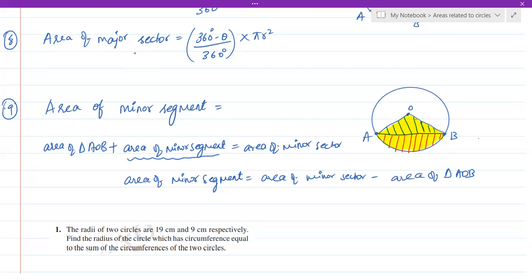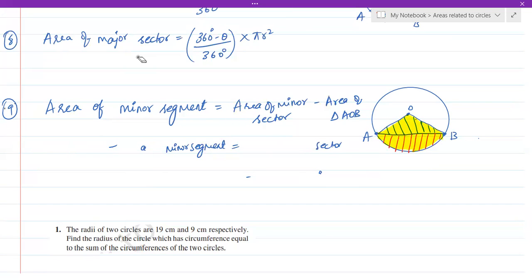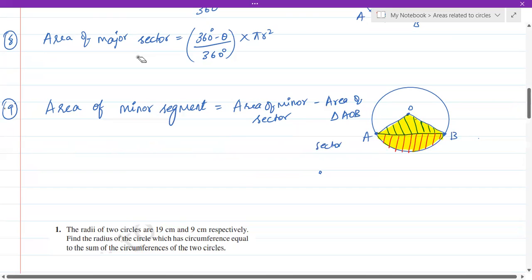So what is the formula for the area of minor segment? It is area of minor sector minus area of triangle. Here it is triangle AOB. So area of the minor sector minus area of the triangle. Now you can also understand this in a different way. Let me also put that idea here.